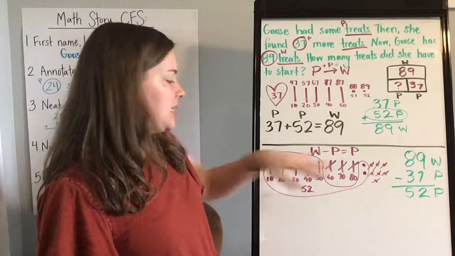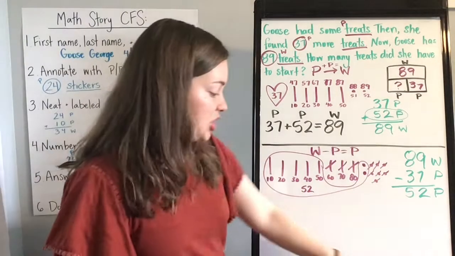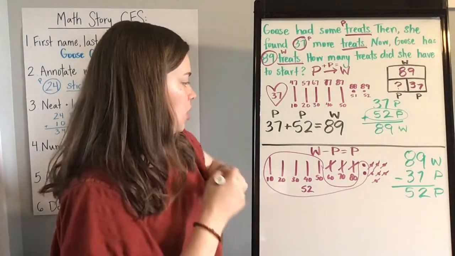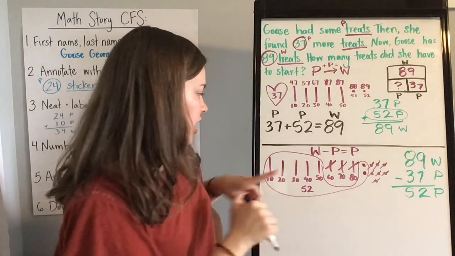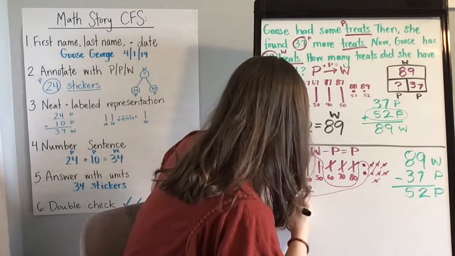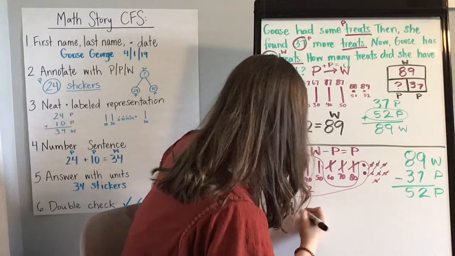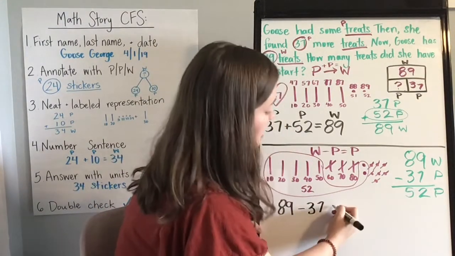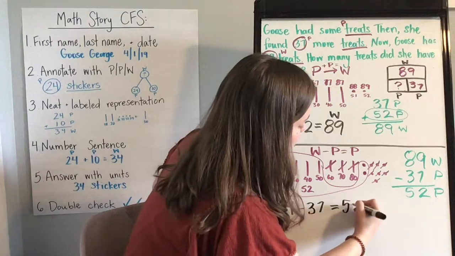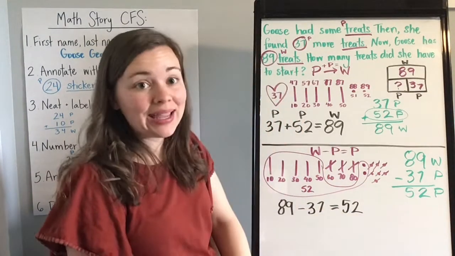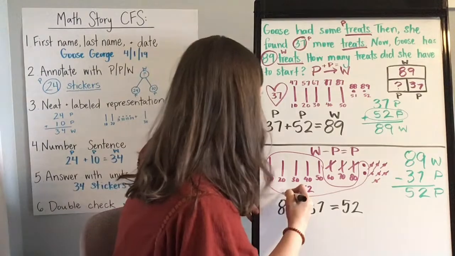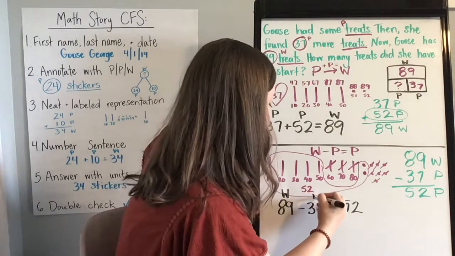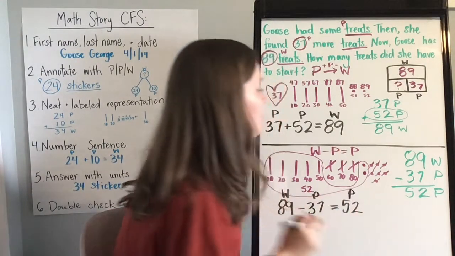Now I want to write a number sentence that matches these strategies. Well, just like I wrote here, I started at my whole, which was 89. I took away the part that I do know, which is 37. And I was left with my missing part, which was 52. I need to go back and add my part and whole labels. I started at the whole, I took away one part, and was left with my missing part.